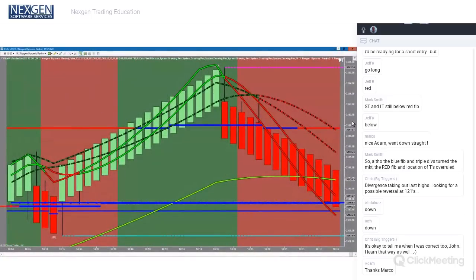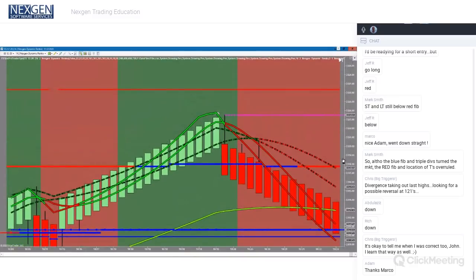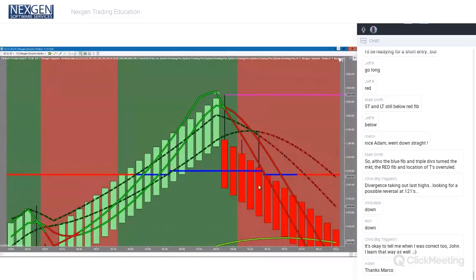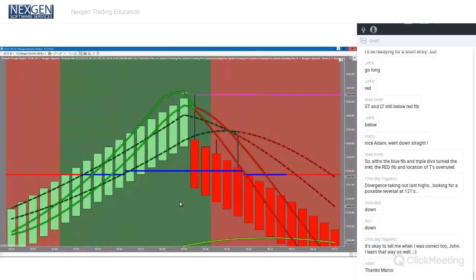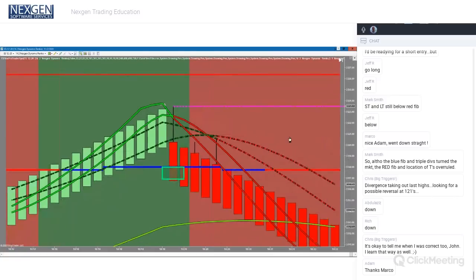So this is one of those really good ones where, again, Jose, we were talking about this, right? If you were buying in this area, maybe you had some fibs helping you out, and then maybe you had to manage out of your position. And then after divergence and all the trigger lines roll, you're more likely to go down. And again, we went down.